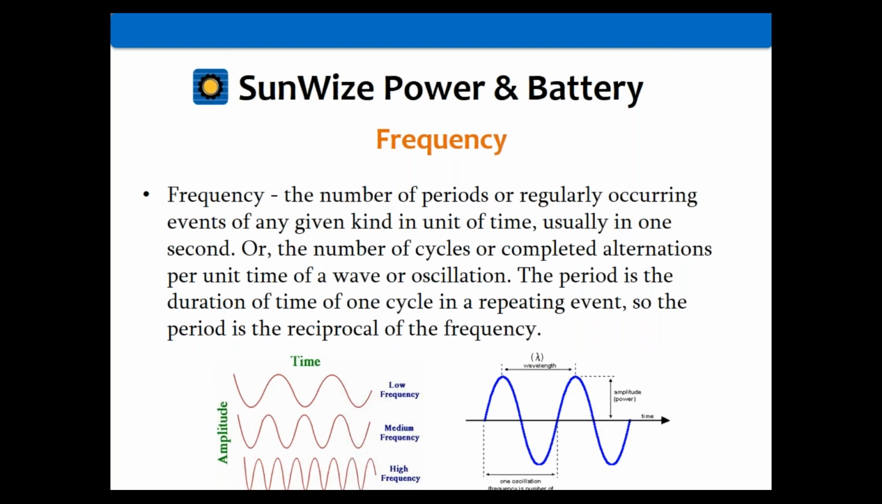Okay, frequency. Frequency is defined as the number of periods or regularly occurring events of any given kind in a unit of time, usually in 1 second. We're going to get into how important that is in a second. So it's the number of cycles or completed alternations per unit time of a wave or oscillation.